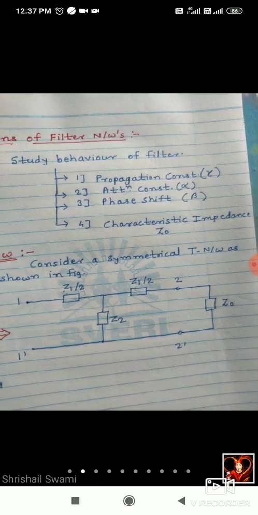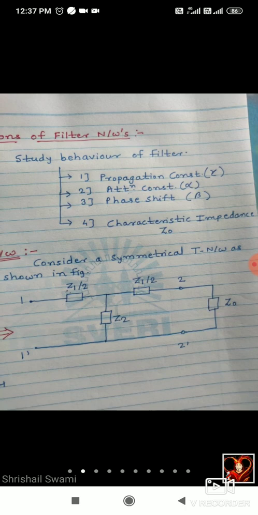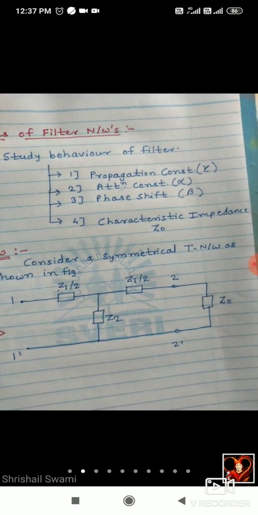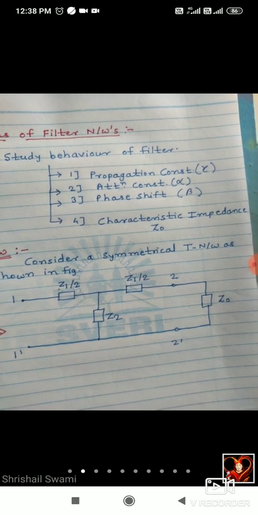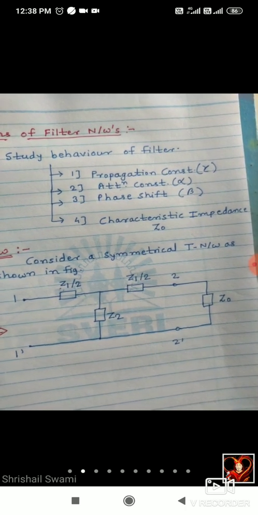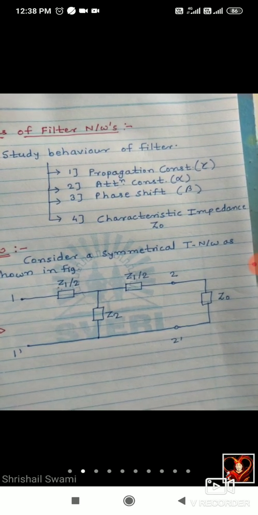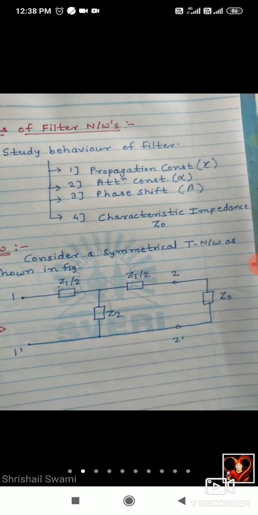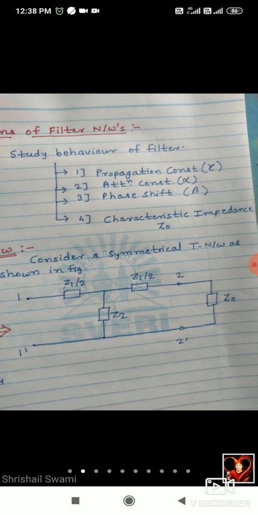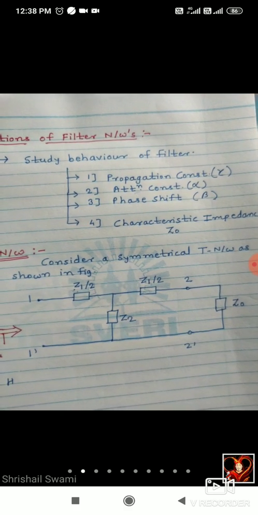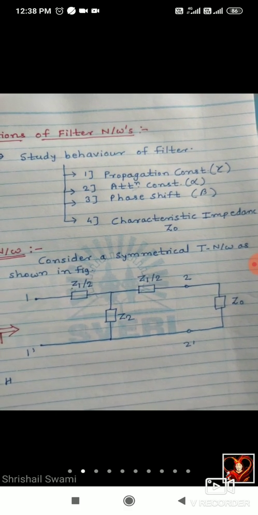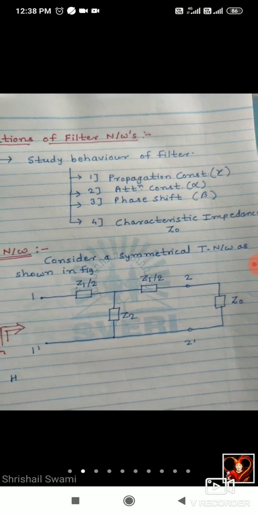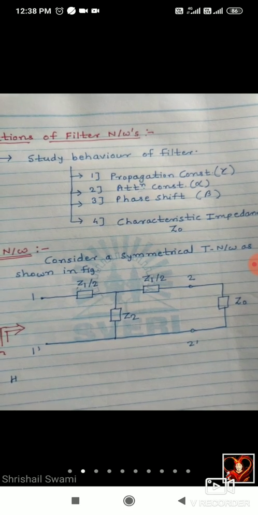Propagation constant means what? If we are passing any signal having particular frequencies, then the change that occurs in the amplitude and in the phase can be measured in terms of the propagation constant. The second one is the attenuation constant, represented by alpha. Attenuation is a very important concept in the filter, because in the pass band there will be 0% attenuation, and in the stop band there will be 100% attenuation. Actually, we are talking with respect to ideal filters.